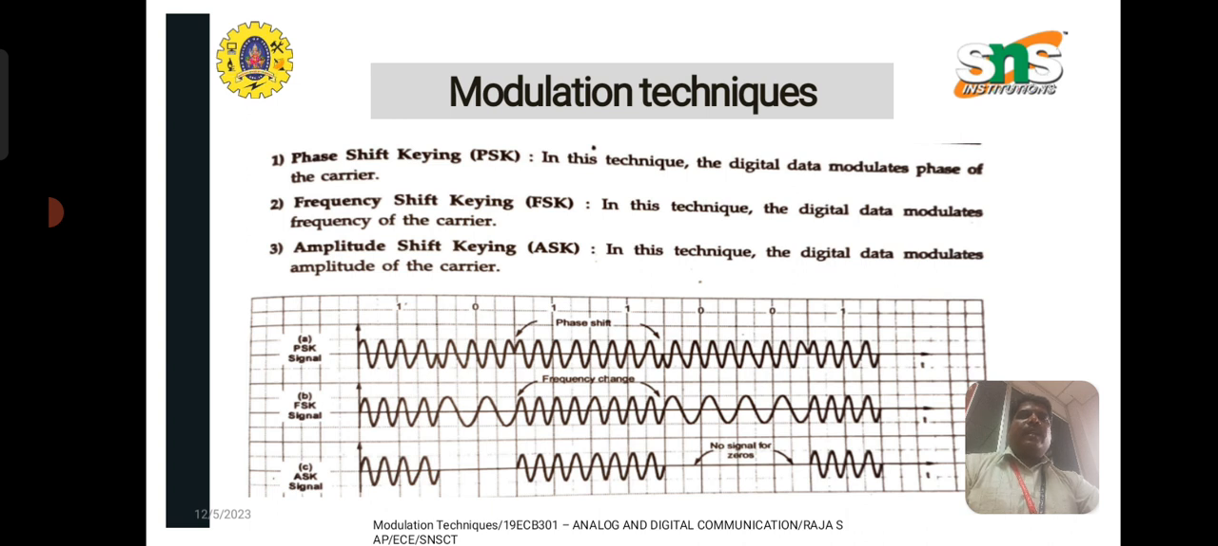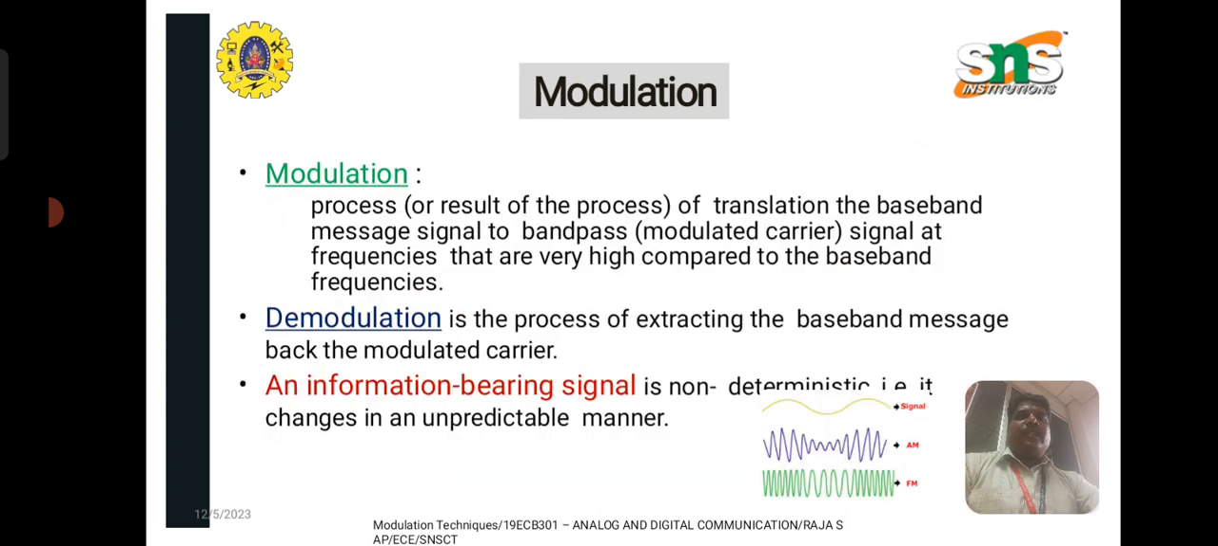FSK means whenever 1 comes it is under low frequency, whenever 0 comes it is under high frequency. In PSK, whenever 1 comes it starts at the top side, whenever 0 comes it starts at the down side. Then next we see the basics of modulation.